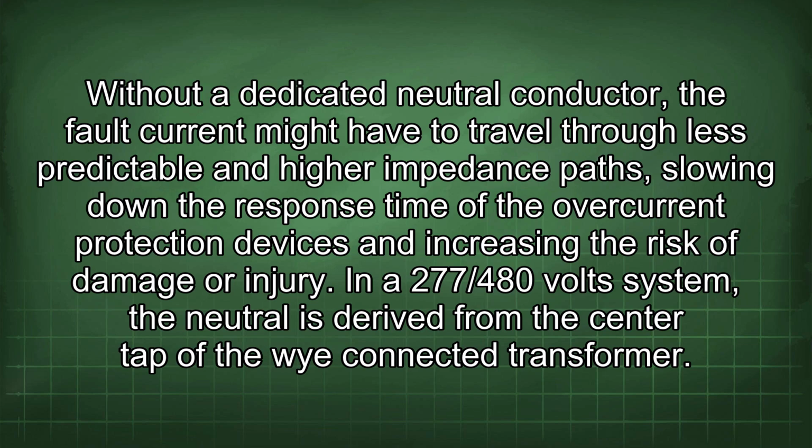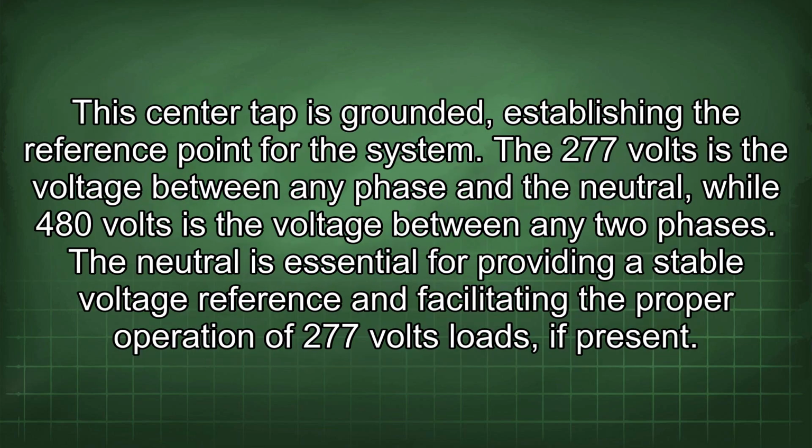In a 277/480 volt system, the neutral is derived from the center point of the Y-connected transformer. This center point is grounded, establishing the reference point for the system. The 277 volts is the voltage between any phase and the neutral, while 480 volts is the voltage between any two phases. The neutral is essential for providing a stable voltage reference and facilitating the proper operation of 277 volt loads, if present.